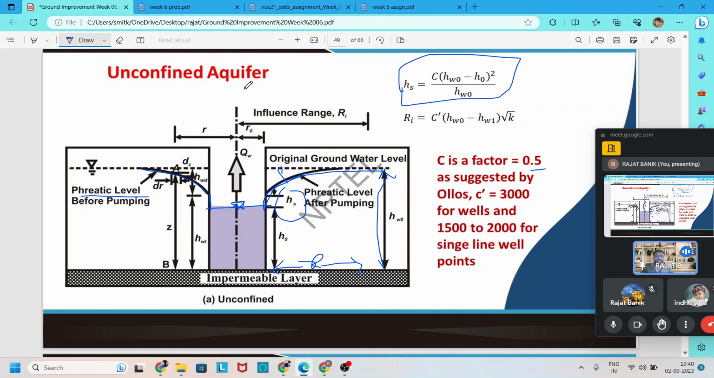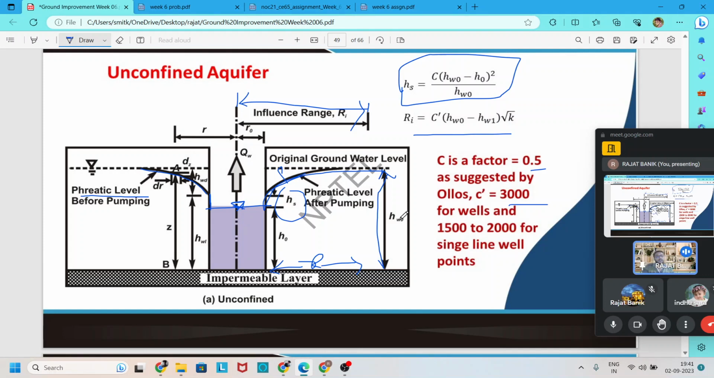So this influence is nothing but we find out R. It's called R, the influence radius. We find out some empirical formula also. That means Ri is equal to C dash into (HW naught minus HW1) into root over k. Here C dash is some factor here also. For a multiple well system it is 3000, and for a single well system it is 1500 to 2000 like that.